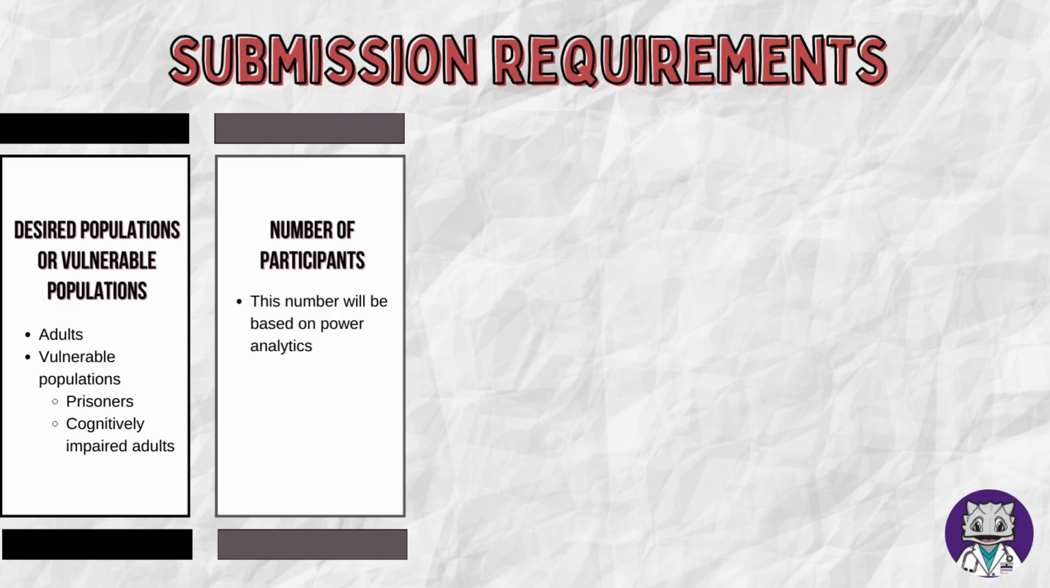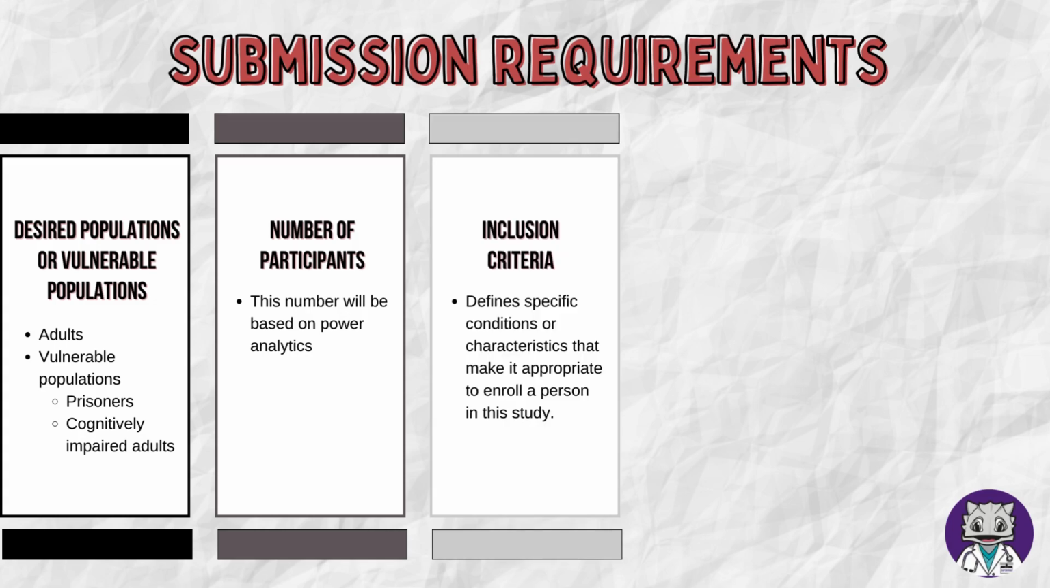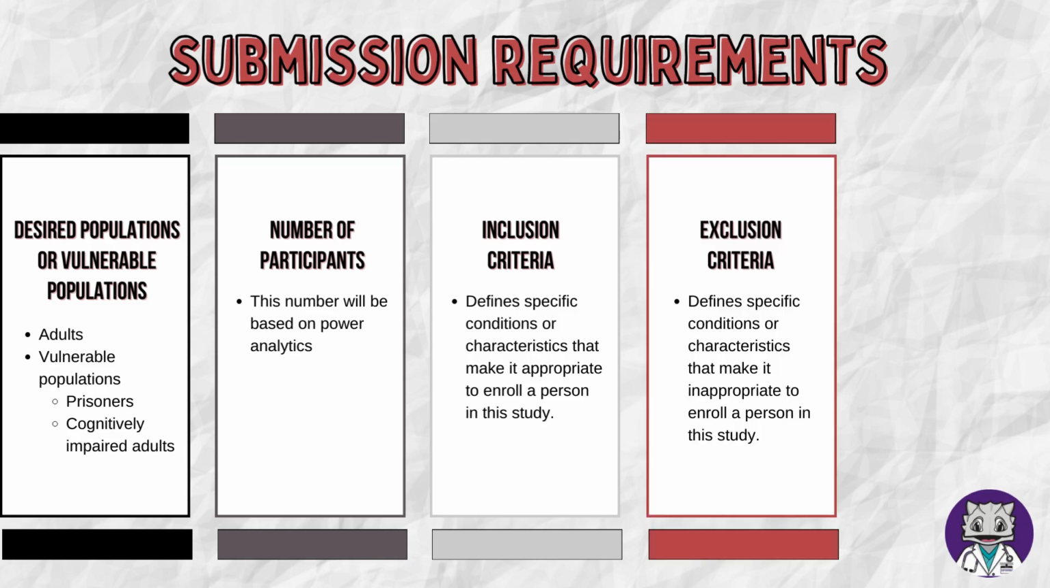You will additionally be required to state the number of participants in your study. This number will often be based on power analysis. Inclusion criteria will define specific conditions or characteristics that make it appropriate to enroll a person in this study. You will need to provide justification for these. Exclusion criteria will define conditions that make it inappropriate for a person to be enrolled. You will also need to provide justification for these conditions.